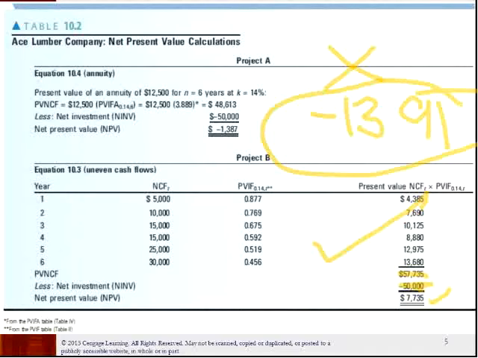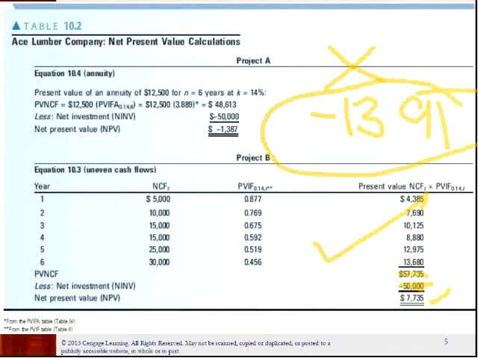Let me do that off screen. 57,735 divided by 50,000, which is the initial outlay, gives you 1.1547. So that is the profitability index. That means for every dollar you're investing, you're getting 1.15 in return. So that is the profitability index.